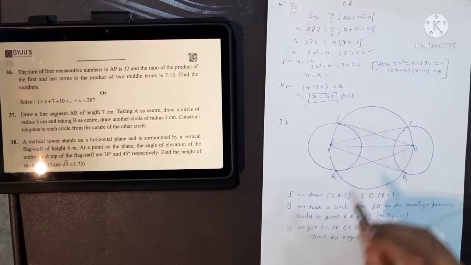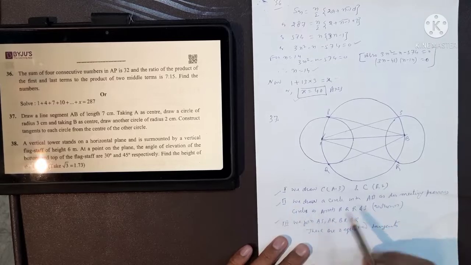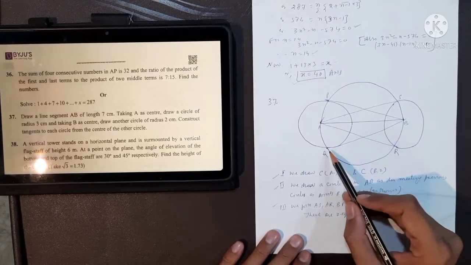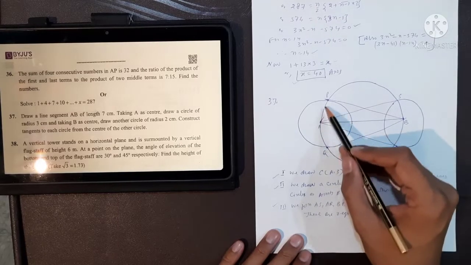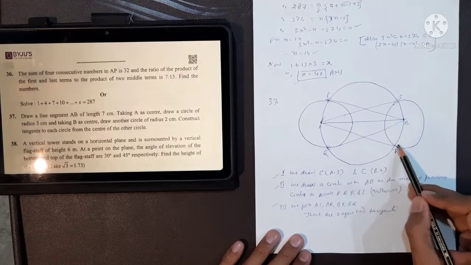For question number 37, we have the following construction steps. We just need to make sure that these points during the construction are on the circle.